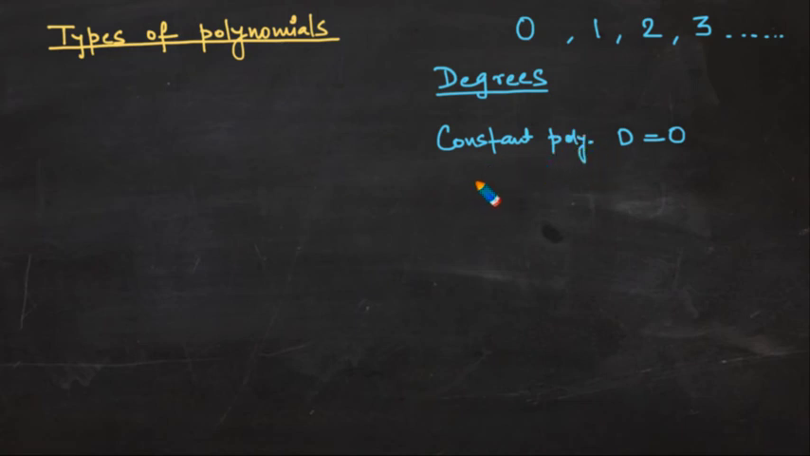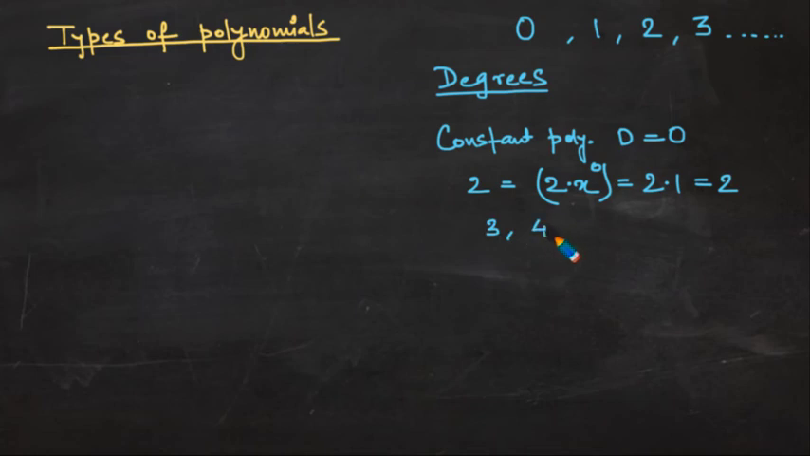For example, 2. 2 is a constant polynomial. Why? Because I can write 2 as 2 times x to the power 0. Any variable to the power 0 would be equal to 1. So this is nothing but 2 times 1, which is again equal to 2. This is a classic example of a constant polynomial. Similarly, let's say we have 3, 4, 5 by 3, 2.6. These all are examples of constant polynomials.